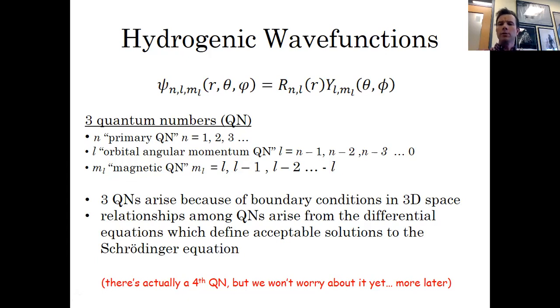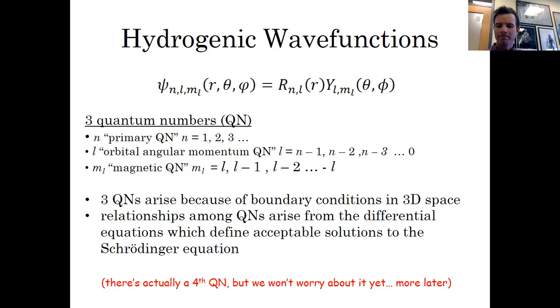These 3 quantum numbers arise because of the boundary conditions in 3D space. So I have to have continuous wave functions that are normalizable, and that produces these 3 quantum numbers. The relationships that arise among them come from the separation of variables and the mathematical solutions to the differential equations that arise. Right? So 3 quantum numbers. There's actually a 4th one, but we're going to worry about that a little bit later.